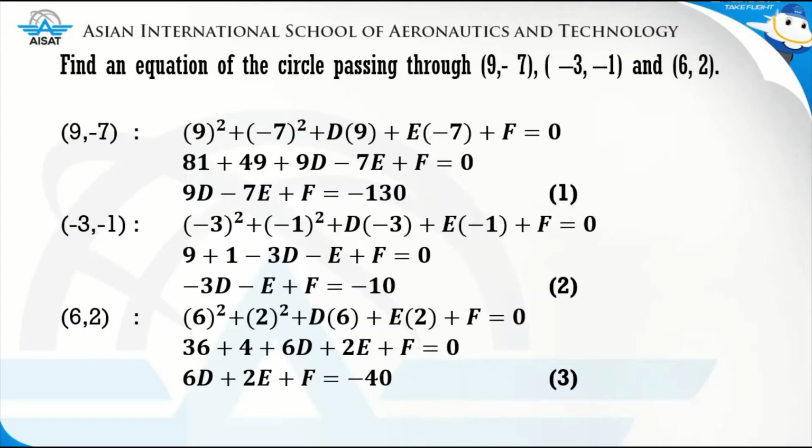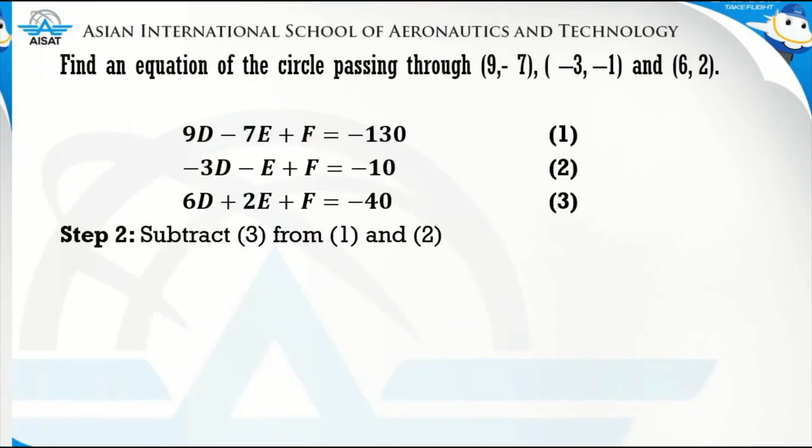Now, we already have our three equations. We have 9d minus 7e plus f is equal to -130. The second one is -3d minus e plus f is equal to -10. And lastly, we have 6d plus 2e plus f is equal to -40. Now, let's proceed to the second step.